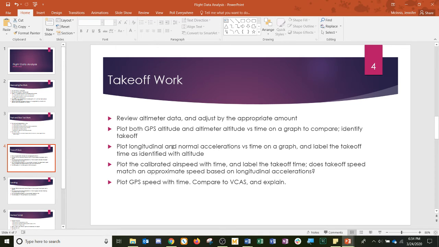How do the longitudinal and normal accelerations vary, and what are they doing at the takeoff time? What is the calibrated airspeed doing? Does the takeoff speed match your approximate speed based on longitudinal accelerations? Let's plot the GPS speed with time. How does that compare, and why might it be different? And if you can't explain why, absolutely ask me for more explanation. I would be happy to talk through it with anyone.